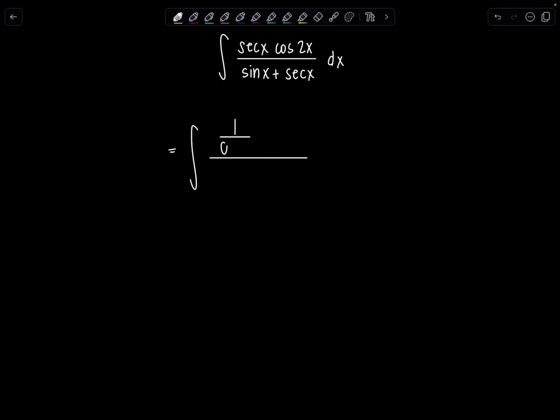So this is going to be 1 over cosine x times cosine 2x over sine x plus 1 over cosine x dx. And then at this step, I go, well, now I have a complex expression, right? Because we have a fraction inside of a fraction. Let's clear out those extra denominators. So I'm going to multiply top and bottom by cosine x in order to do that.